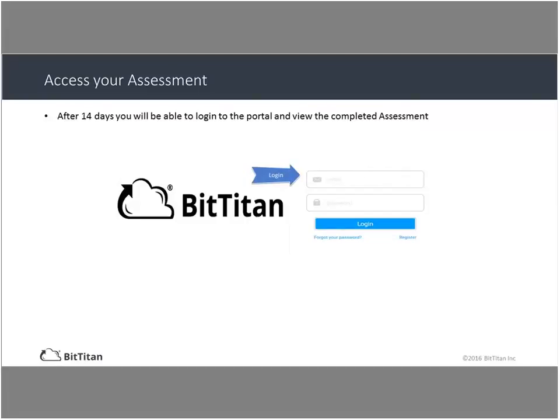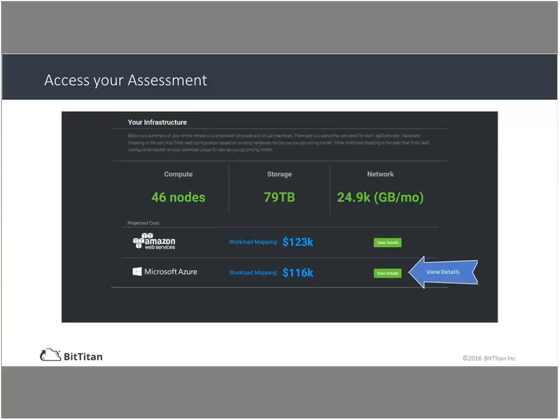Okay. So after 14 days, you'll be able to log into the portal and view that completed assessment. So you'll log in with that username and password that you created in the previous step. And you'll immediately see the high-level summary of the results. And so what you can see here is we found 46 nodes. And we found that those 46 nodes are using 79 terabytes worth of storage and putting out about 24 gig a month.